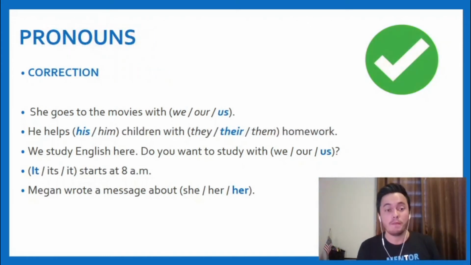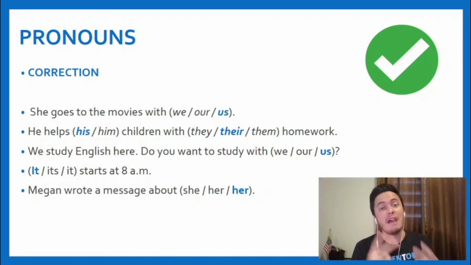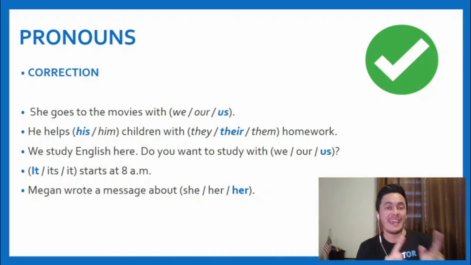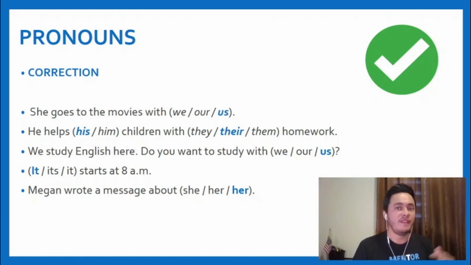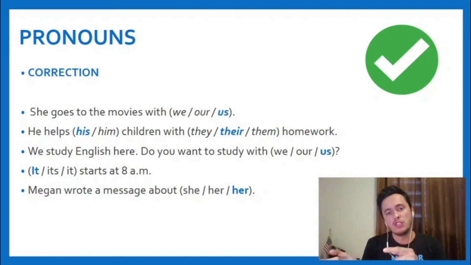That's correct. So she goes to the movies with us. Okay, so us is the complement, is in the end, is after a preposition. He helps his children with their homework. So in this phrase, we have two possessives. He helps his children, so the children belongs to him, and with their homework. So the homework belongs to the children, which is they, their homework. We study English here. Do you want to study with us? In the end, after prepositions.